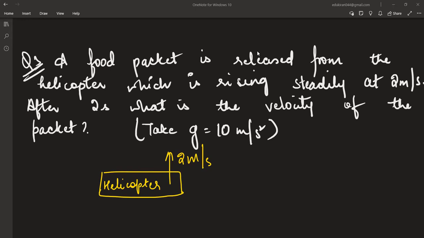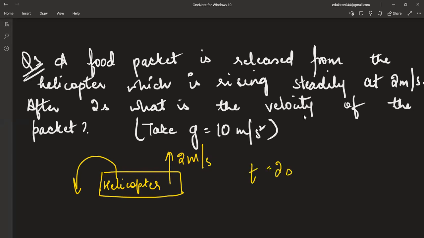Whenever you are sitting in a bus, and suppose the bus stops, or let's take this example. You want to come out of the bus and the bus is slightly moving. When you jump to the ground, you tend to move a little, you run a little. You don't just stand statically on the ground. You run a little. Why? Because you have acquired the velocity with which the bus was moving. So your initial velocity at that moment is the velocity of the bus. Similarly, when the food packet is thrown from the helicopter, its initial velocity right now is 2 meters per second.